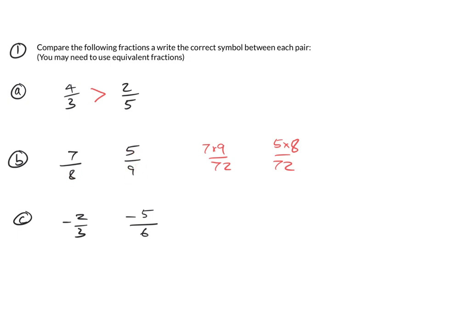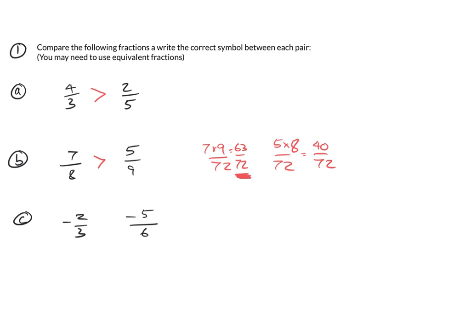So that's going to give me 9 times 7 is 63, so I'm going to have 63 over 72. Then I got 5 times 8 is 40, so it's 40 over 72. Clearly 63 over 72 is bigger than 40 over 72. So again, the symbol I'm going to have is the greater than symbol.